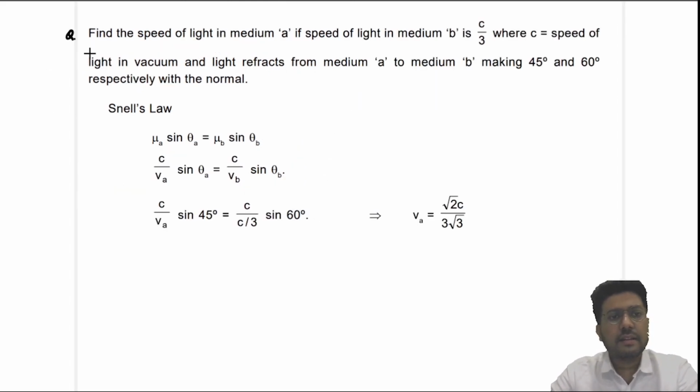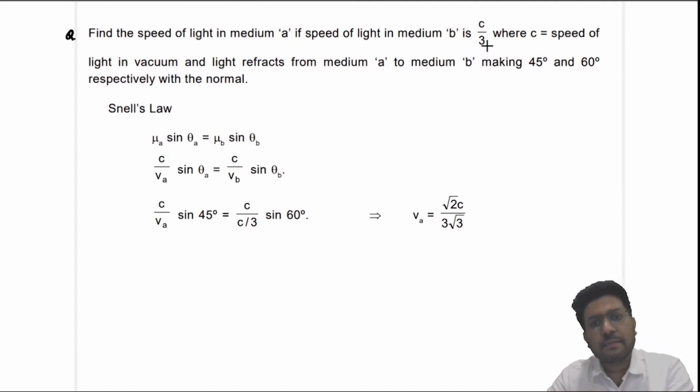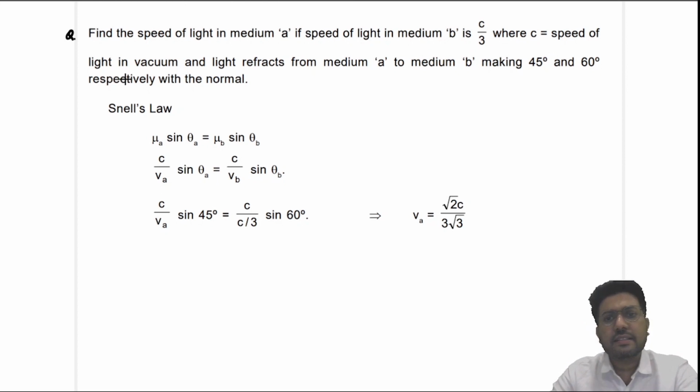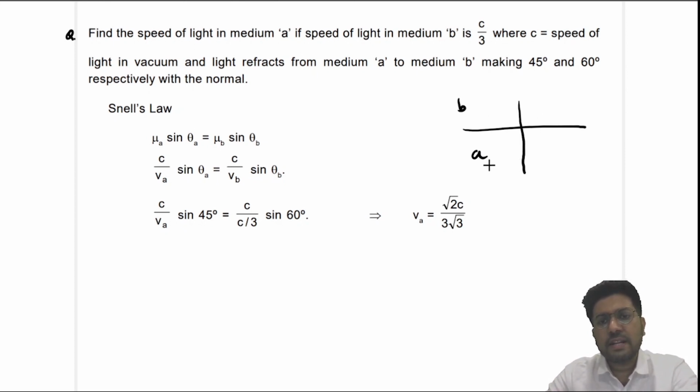Then next question is find the speed of light in a medium A. We need to find the speed of light in a medium A if the speed of light in medium B is c by 3, and it is given that c is the speed of light in vacuum and light refracts from medium A to medium B making an angle 45 degree and 60 degree. So that means light is traveling from medium A to medium B and it is making an angle here 45 degree and here 60 degree.